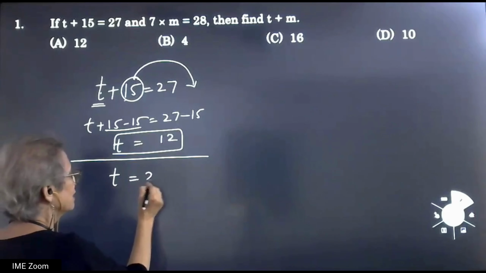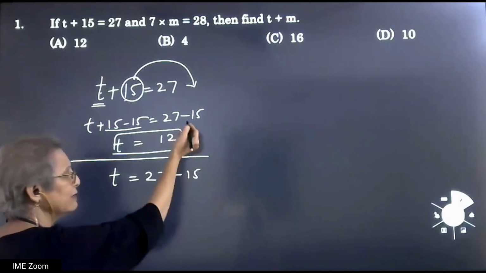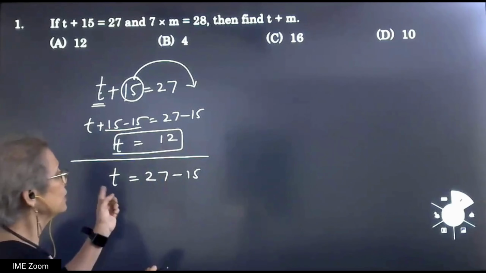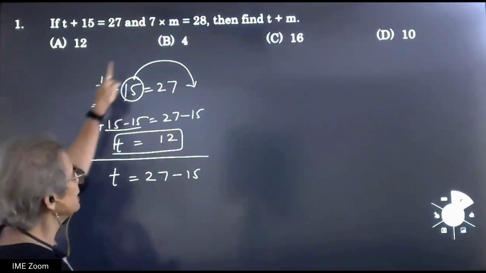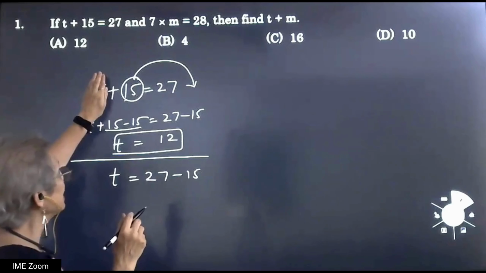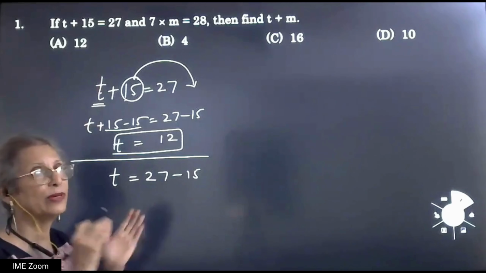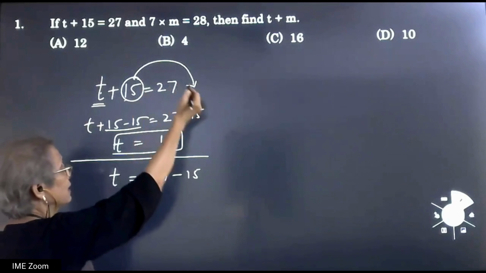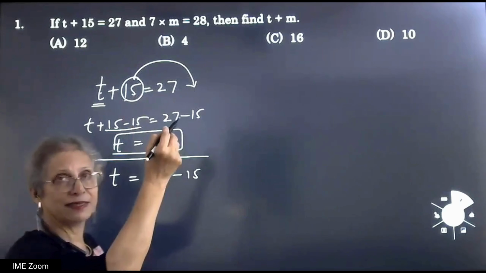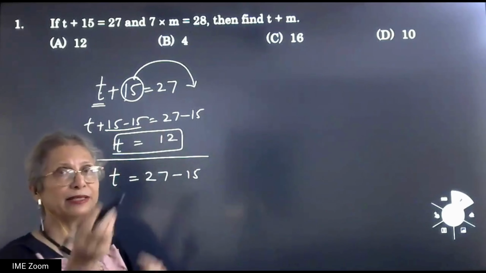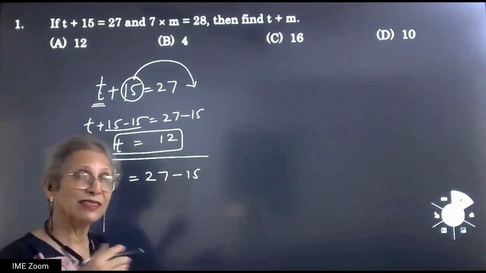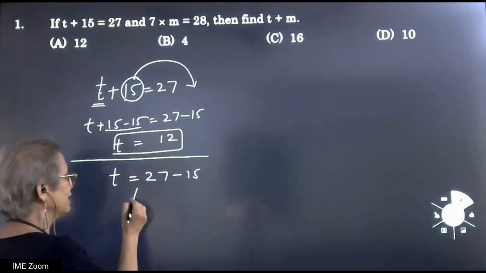T is equal to 27 minus 15. Same thing we did here also. But instead of writing everything, this is the short method. This 15 is to be taken on the other side. What is our aim? We have to keep the letter alone on one side and numbers on the other side. And when we change the side, the function changes. If it is addition, it becomes subtraction. If it is subtraction, it becomes addition. If it is multiplication, then division. And division, multiplication. And now simple, T is equal to 12.